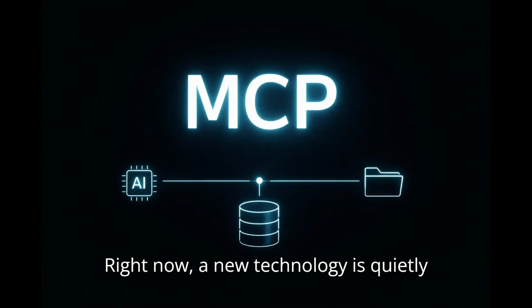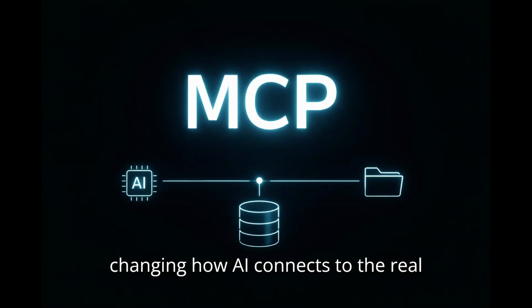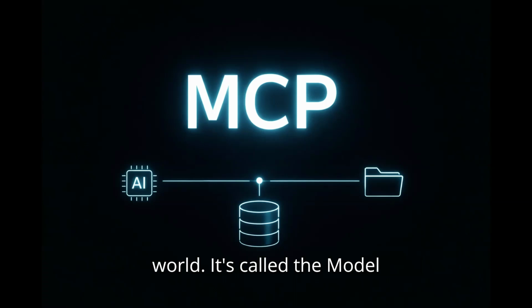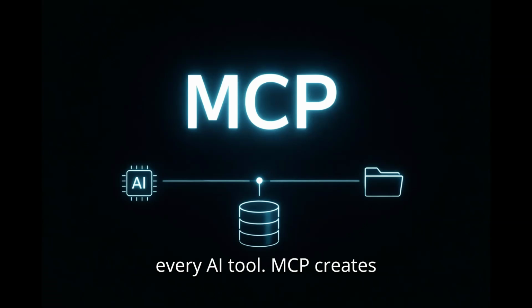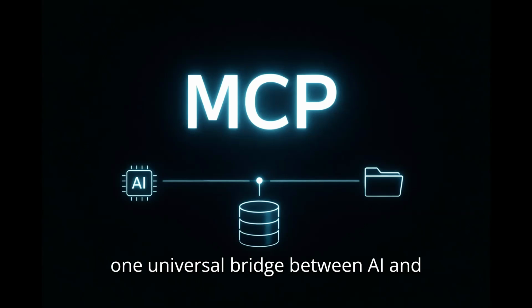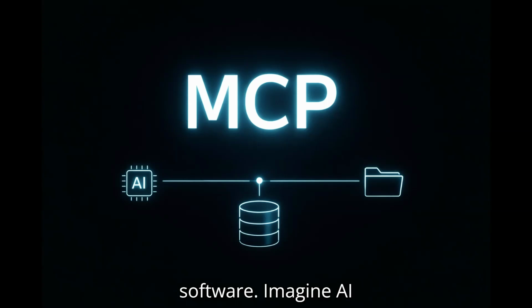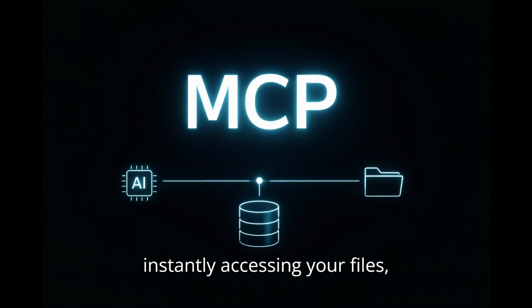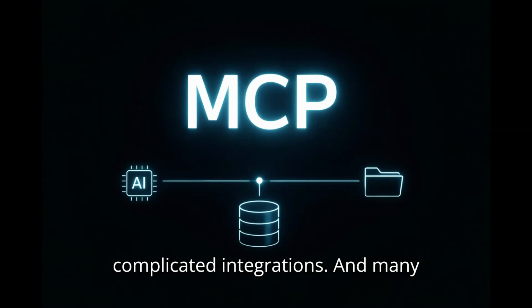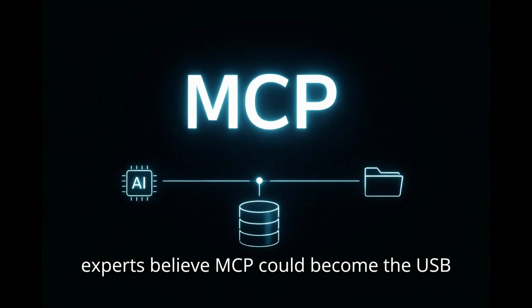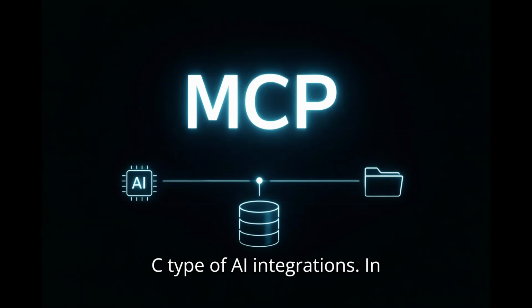Right now, a new technology is quietly changing how AI connects to the real world. It's called the Model Context Protocol, or MCP. Instead of building separate integrations for every AI tool, MCP creates one universal bridge between AI and software. Imagine AI instantly accessing your files, databases, apps, and tools without complicated integrations. And many experts believe MCP could become the USB-C type of AI integrations.